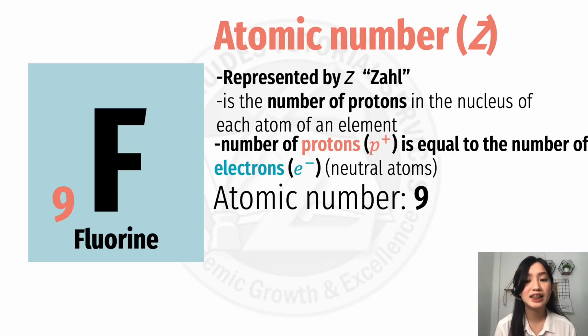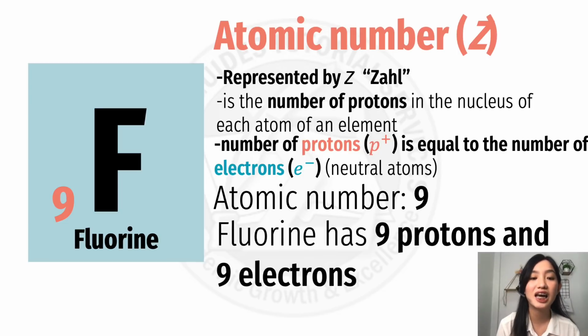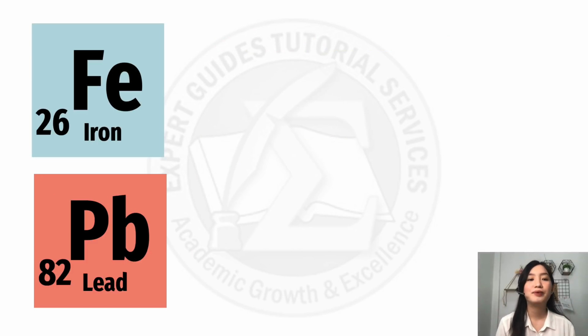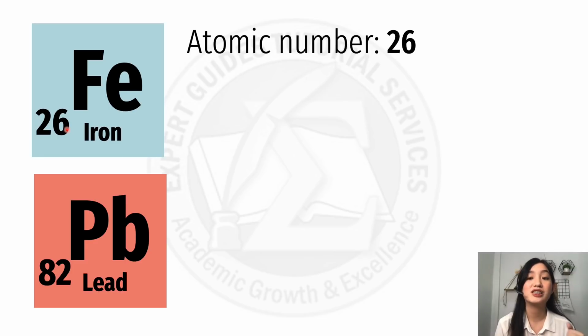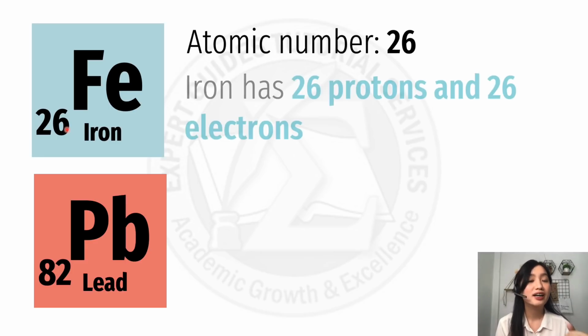This only means that each fluorine atom has 9 protons and 9 electrons. Or viewed another way, every atom in the universe that contains 9 protons is correctly named fluorine. Another example, let's have iron. So we can see here, the subscript is 26, meaning its atomic number is 26. Therefore, iron has 26 protons and 26 electrons.